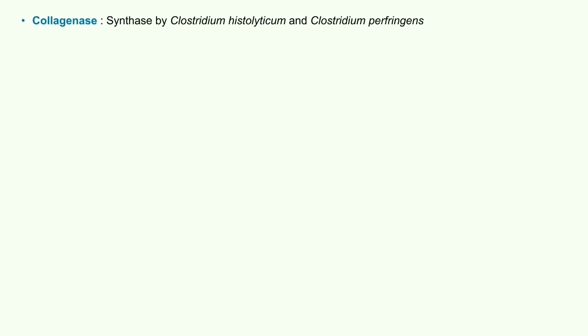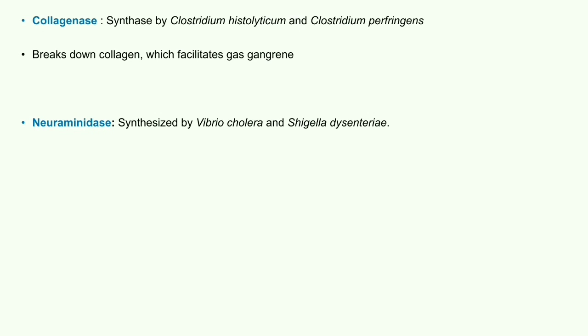Another spreading factor synthesized by Clostridium histolyticum and Clostridium perfringens is collagenase. Collagenase breaks down collagen. Collagen forms the main framework of the muscles. Breakdown of collagen facilitates gas gangrene in the organisms affected by Clostridium.